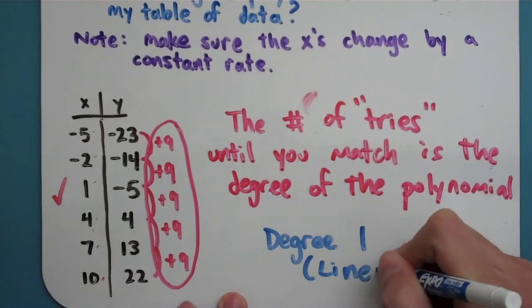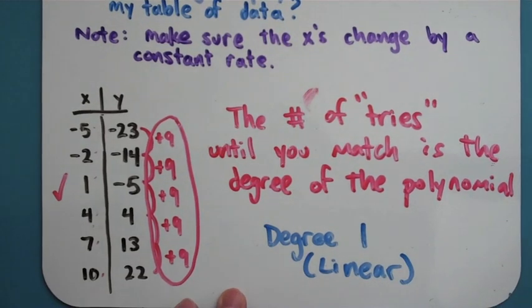So in other words, if you were to plot that table of data, it would make a line. It worked on the first try. That means it's degree one, which is linear. Let's look at two more tables.